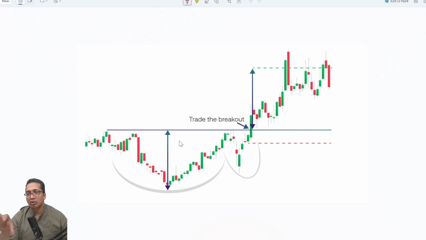Secondly, you need to see the context, how the market has been behaving before this pattern has been made. Has it been behaving from low to higher side or higher to lower side? Based on that context, you will be able to define.